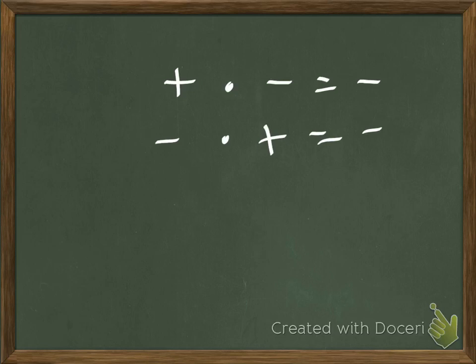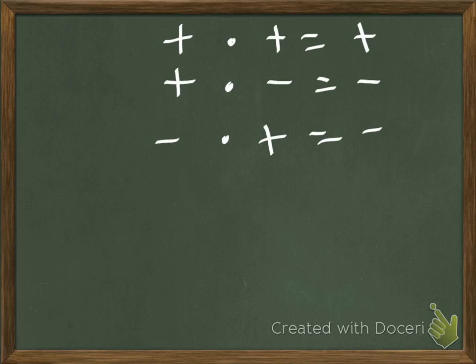So we've already learned 2 of our properties of multiplication, and that's that a positive times a negative is equal to a negative, and a negative times a positive is equal to a negative. Well, you came into this lesson already knowing the first rule to multiplication, and that is that a positive times a positive is equal to a positive.